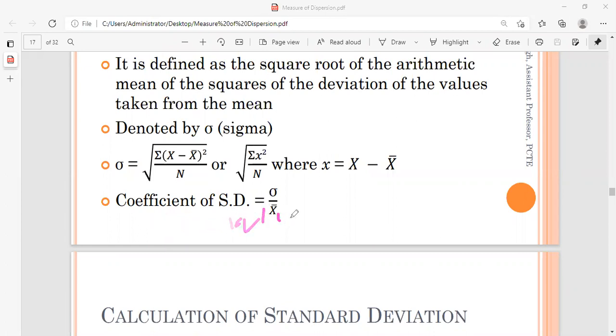Coefficient of variation, and coefficient of SD, is denoted as CV. CV stands for coefficient of variation, and that is the standard deviation divided by x bar. When we divide the standard deviation by the arithmetic mean, this ratio is called the coefficient of standard deviation or coefficient of variation. Both are the same thing. I think you are clear up to these steps.